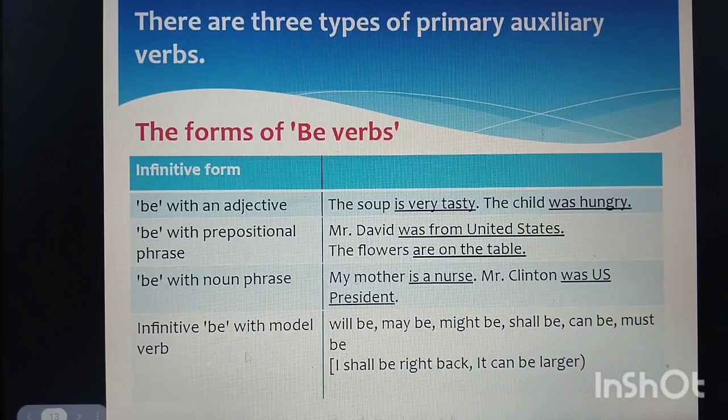Infinitive be with modal verbs. Modal verbs, I'll tell you again later, are will, may, might, shall, can, must. These are called modal verbs, and we can use infinitive be with the modal verbs. For example: will be, may be, might be, shall be, can be, must be. These are examples of infinitive be forms.